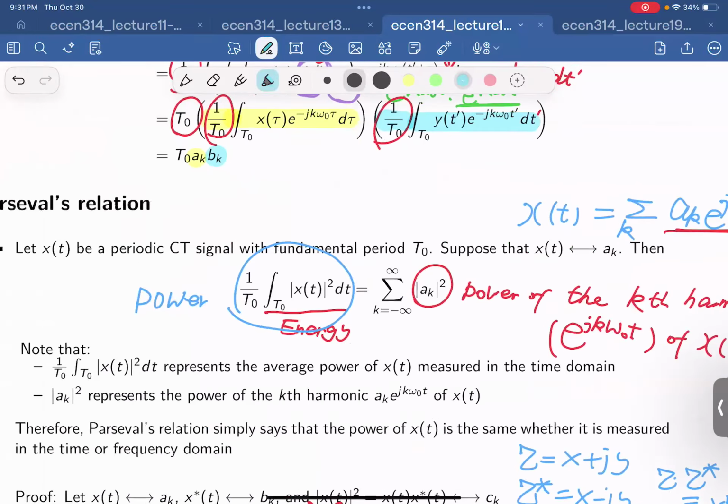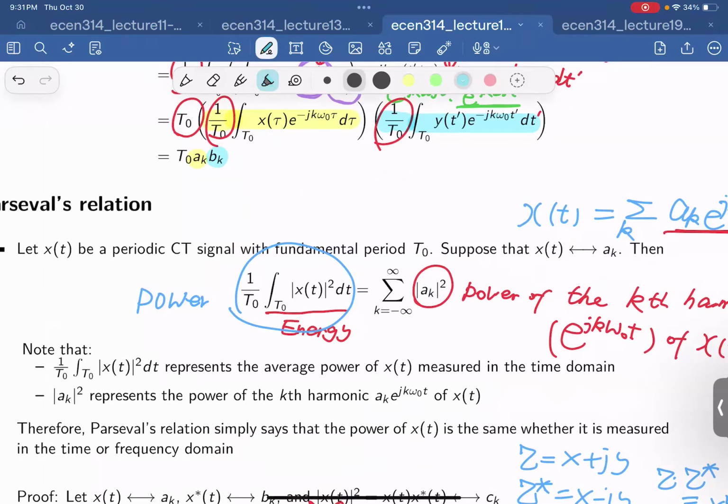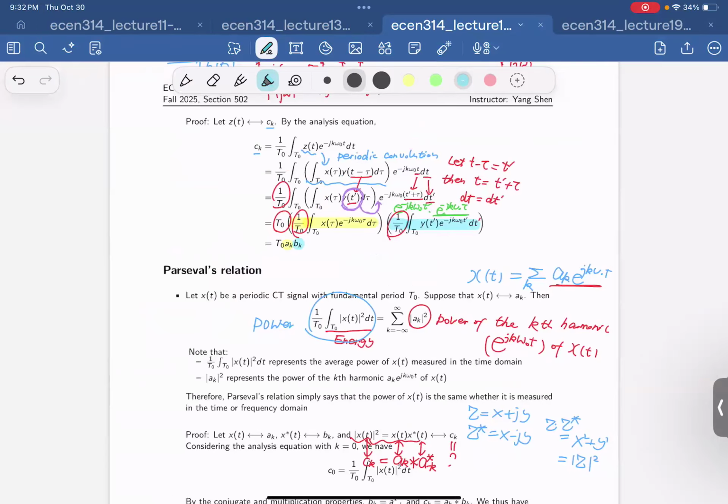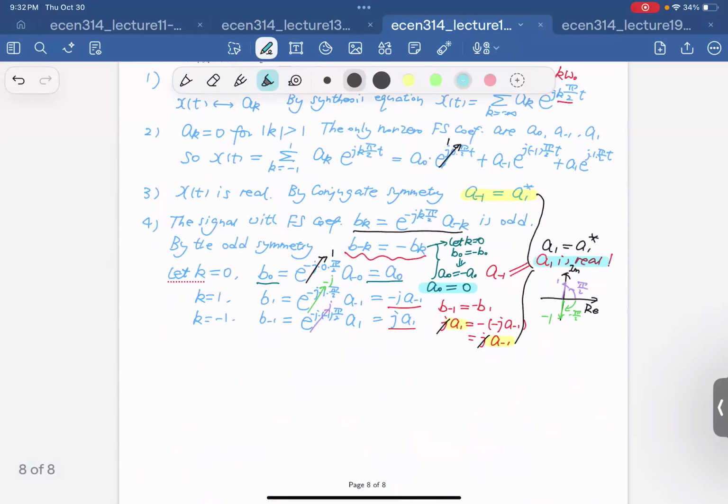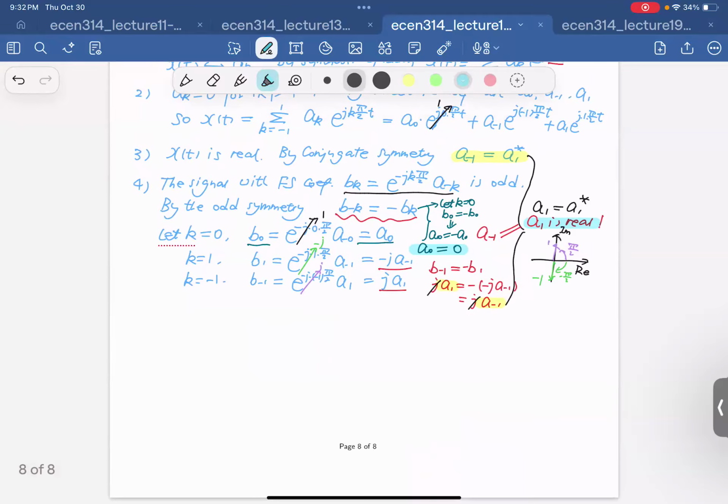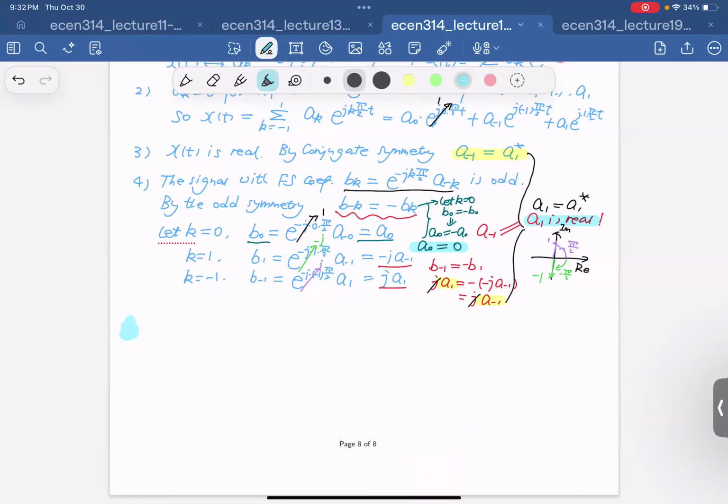Okay, so the Parseval's relation tells you that the power of x of t, the signal, can be calculated in the time domain, like the integral we see on the left, and it can be calculated in the frequency domain as well, right? By using the sum of the squared norms over the Fourier coefficients, and they are the same. Okay, well, that is wonderful. That tells what one more relationship among the Fourier series. Okay, so apparently what is being told here is something about the power.